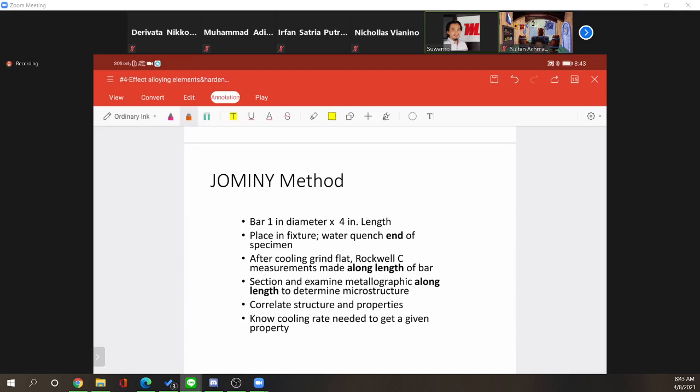What you should do is make a sample from the alloy whose hardenability you would like to measure. If you would like to measure the hardenability of a steel, you should make the sample from that steel. The sample is a cylindrical bar with a diameter of 1 inch, and the length of the sample is 4 inch.